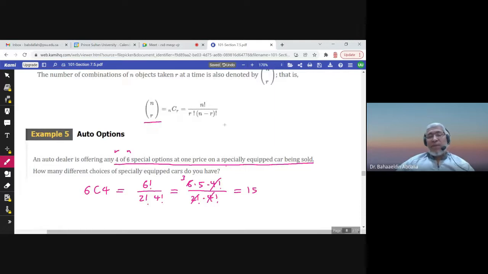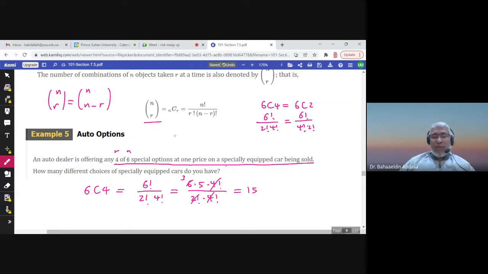Notice that 6C4 is equal to 6C2, since 6 minus 4 is 2. When you find 6C2, it's also 6 factorial over 6 minus 2, which is 4 factorial, times 2 factorial. This is 6 factorial over 2 factorial times 4 factorial, and these are equal. So they say that NCR equals NC(N minus R). This is also a property of combinations.